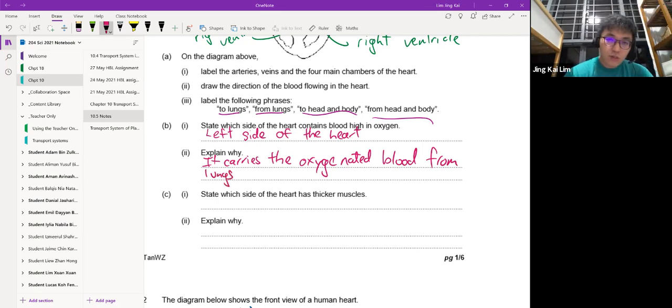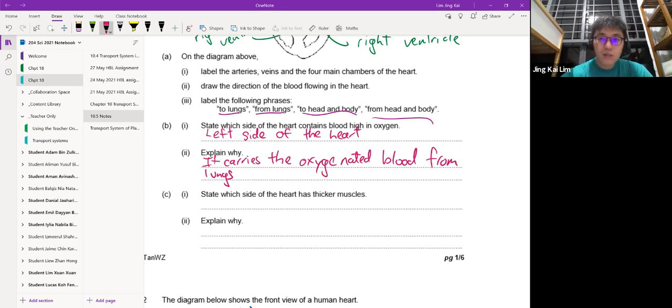Okay, so this is how Mr. Lim starts to remember things, because I also find it difficult to remember all the things at one go. So what I do is I try to find ways and means to help myself remember the items. Okay, so which side of the heart has thicker muscles?